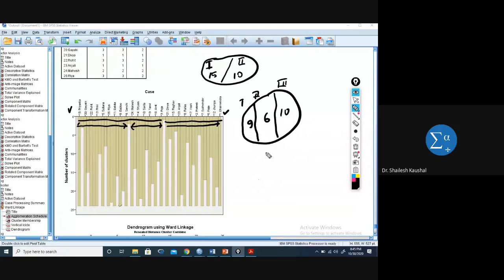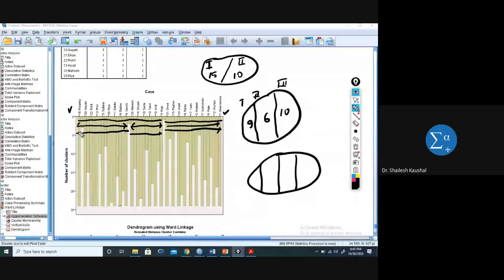Okay, if I create 4 clusters, then how many people will come in the fourth? This fourth, this one, this one, this one. So only in this cluster, this one respondent will come, and here the other 9 people. Yeah, here you can see, you can count 1 2 3 4 5 6 7 8.